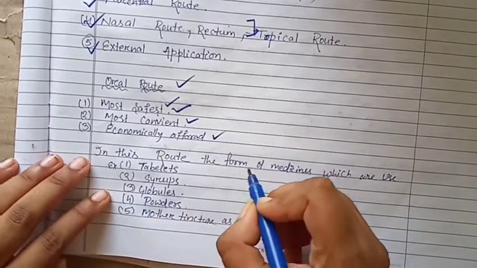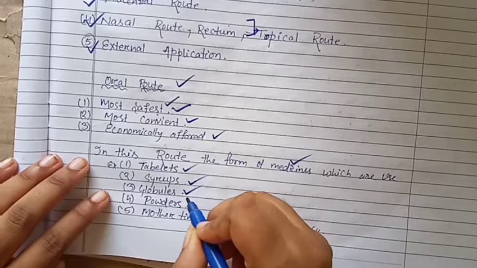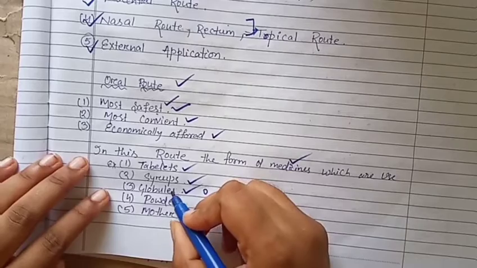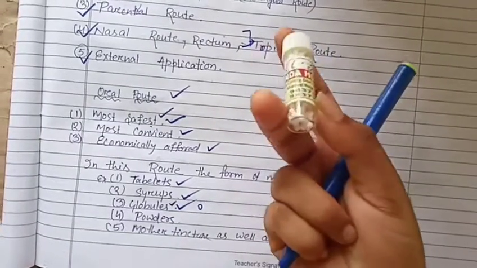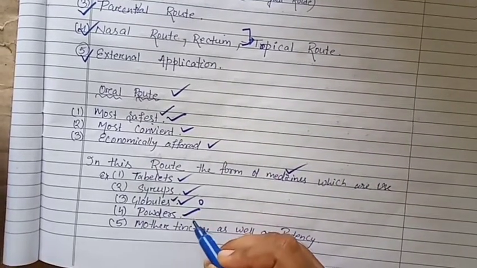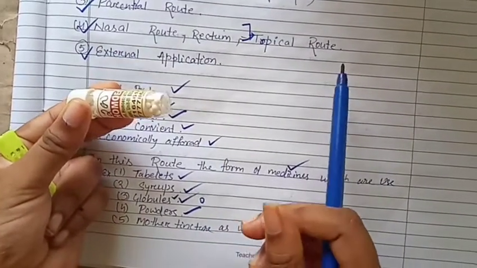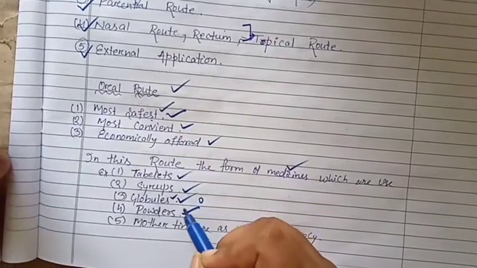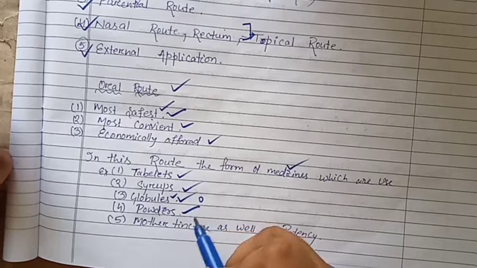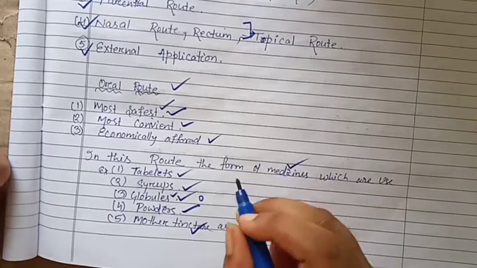Then which types of medicine do we use in the oral route? Mainly tablets, syrups, and globules, the small solid vehicles used in homeopathy, white in color. Powders are also used: by grinding these globules we can create powder, which is also taken in the mouth. Then mother tincture or mother solution or any type of potency we also use by the oral route.